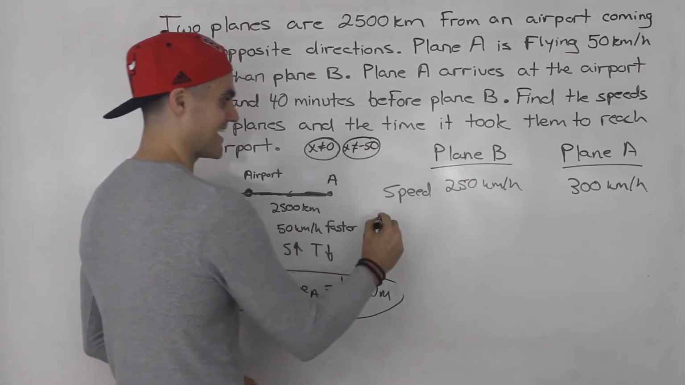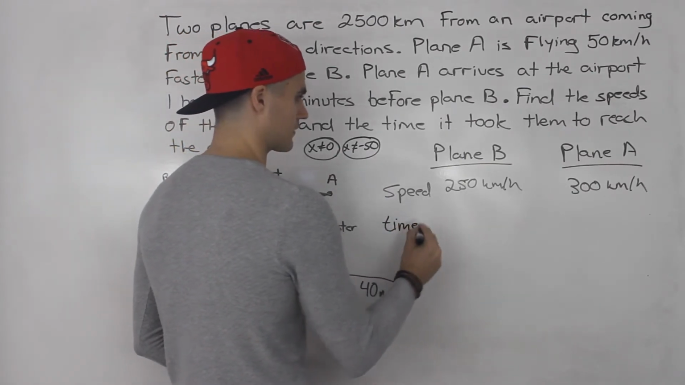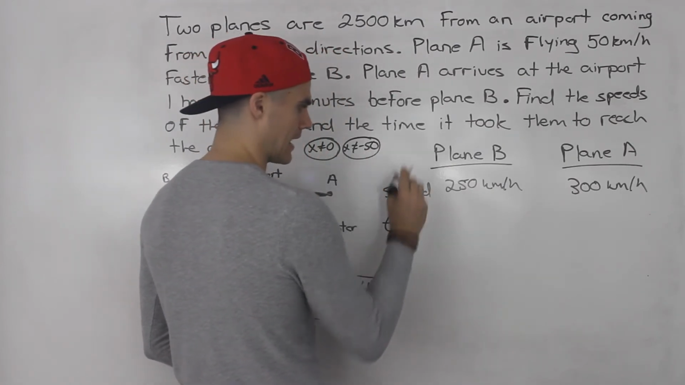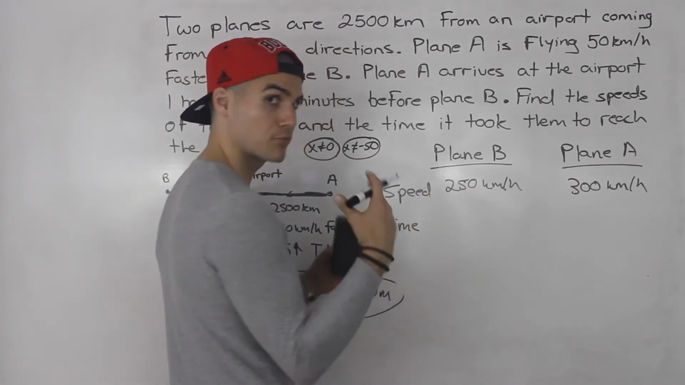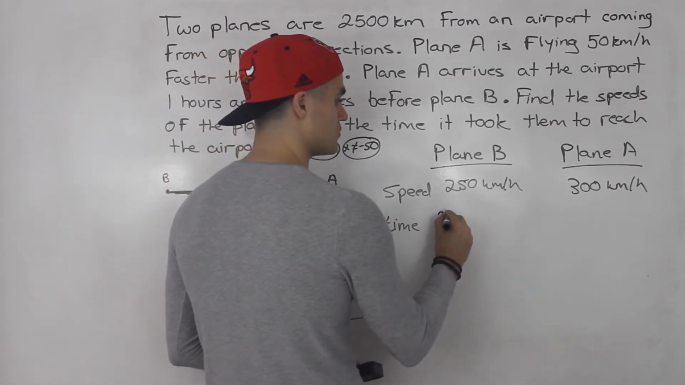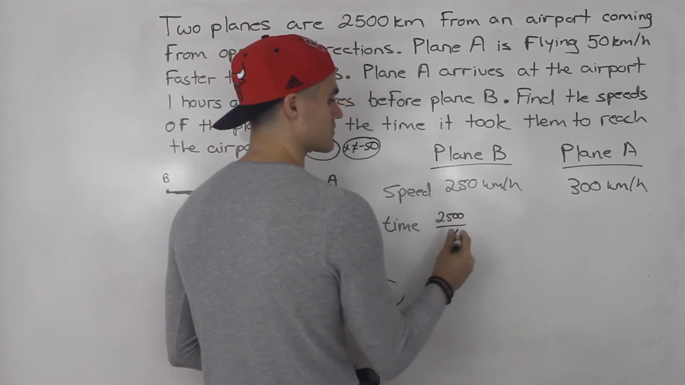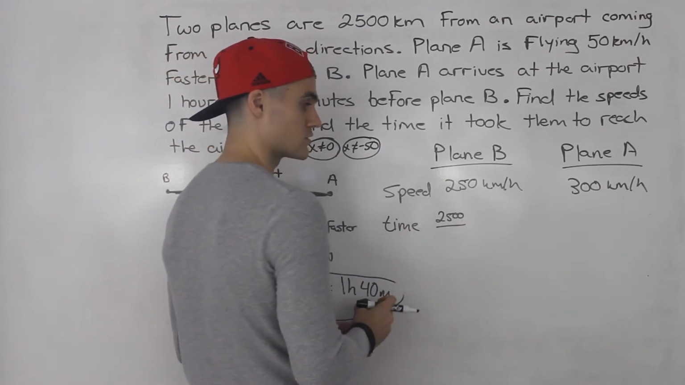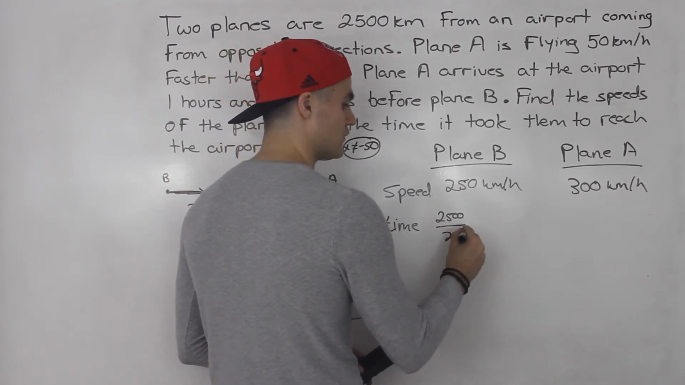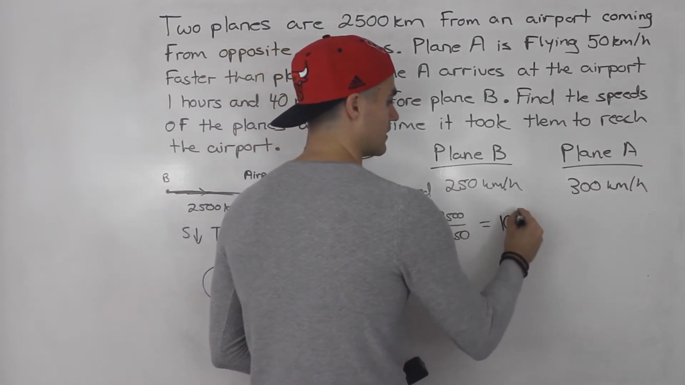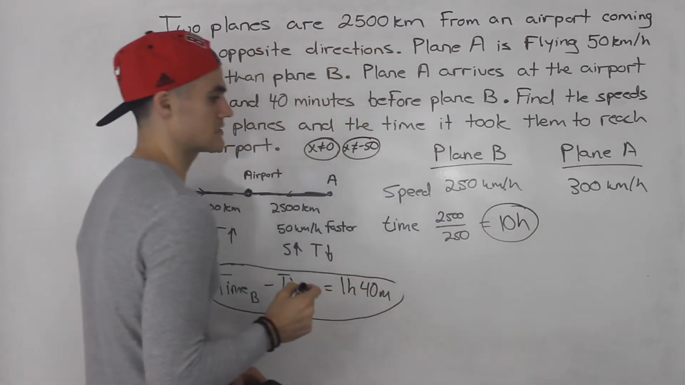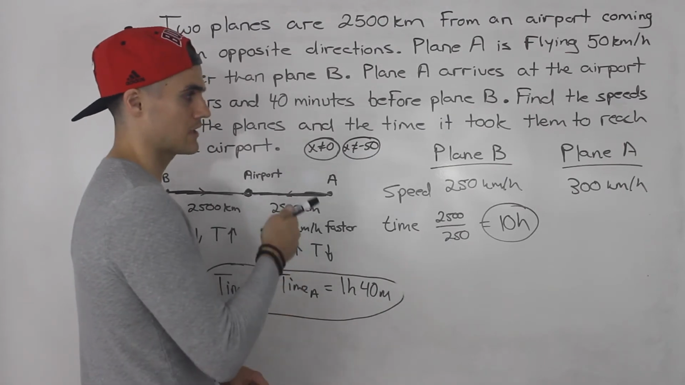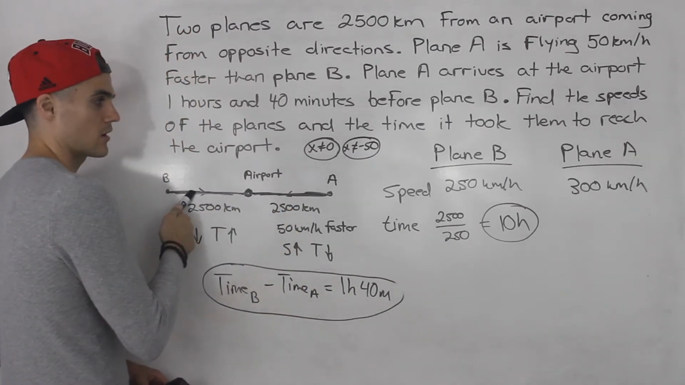They're also asking the times. Now, if you remember, what was the time expression for plane B? It was 2,500 over x. Well, we know x is now 250. A distance of 2,500 divided by a speed of 250 gives us 10 hours. So that is the time for plane B. That's how long it took plane B to reach the airport.